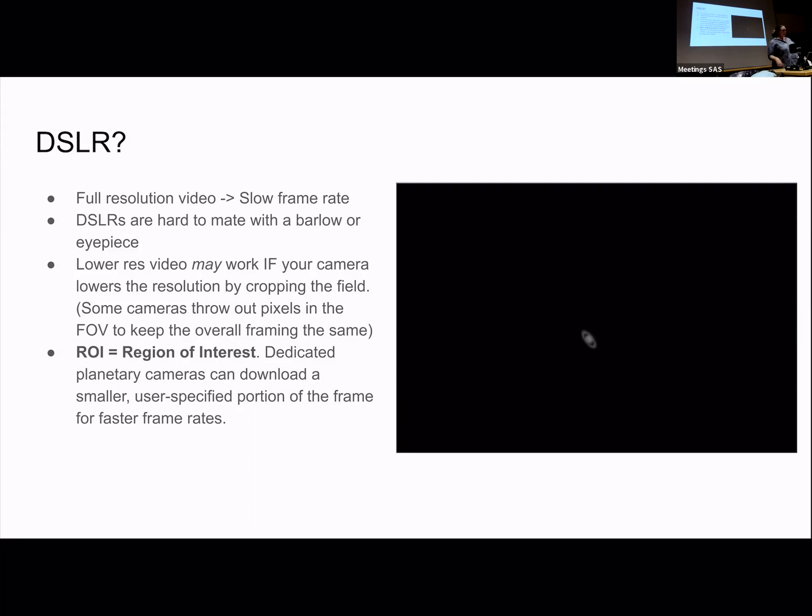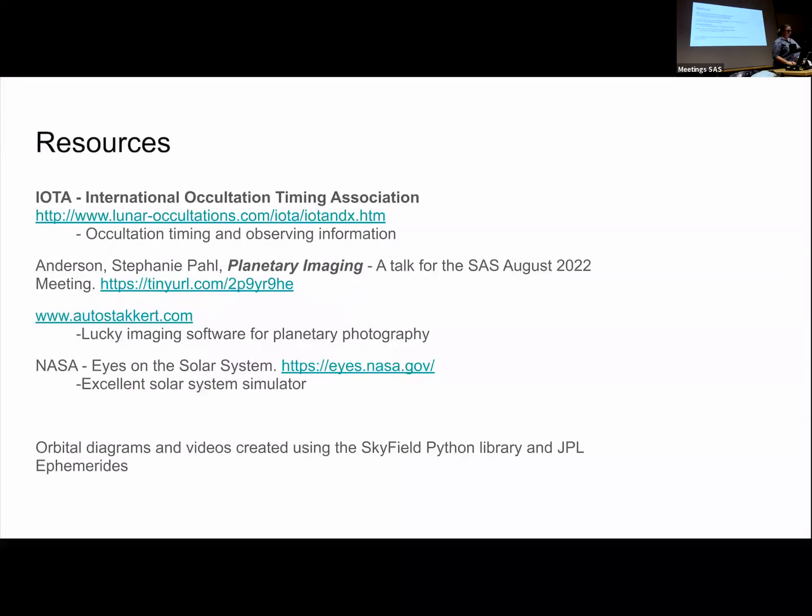But you know, whatever. If you've got a DSLR and you want to use it to take pictures of Mars, by all means do it. You'll probably get something pretty good, better than you thought even. And I think that's where I'm going to leave it for tonight.